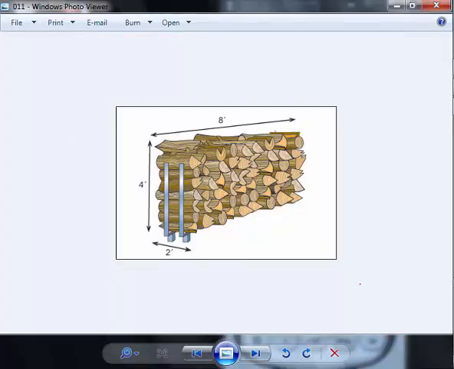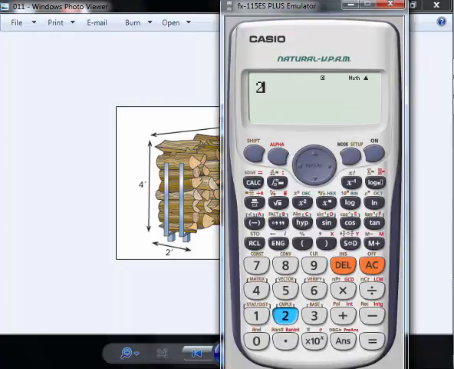Next one, how many cubic feet are there in this face cord? I always thought a face cord was 18 inches thick. But anyway, how many cubic feet is this? Well, it's 2 by 4 by 8, so it'll be 64 cubic feet. Next one.